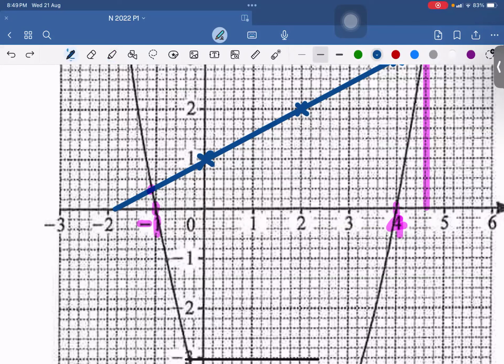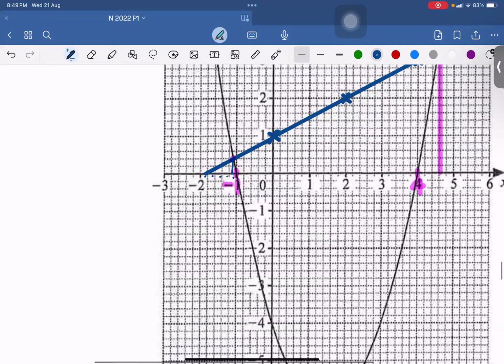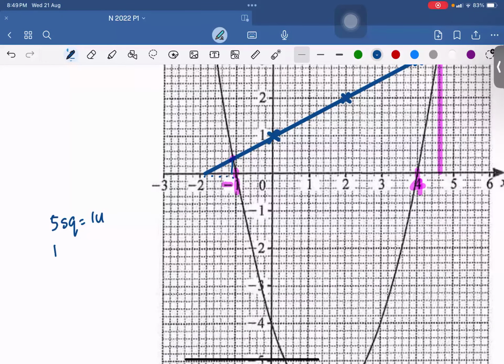Okay, let me use a smaller line. This one looks like it's in between. This is still very thick. Okay, if this is in between, let me count the scale. 1, 2, 3, 4, 5. 5 squares represent 1 unit. 1 square represents 1 divided by 5, 0.2 unit. So this is negative 1.1.